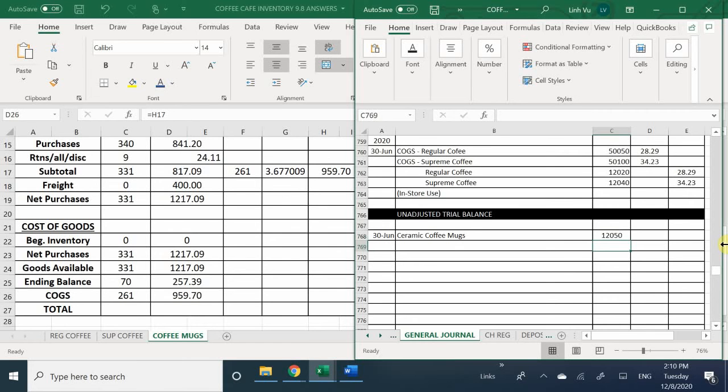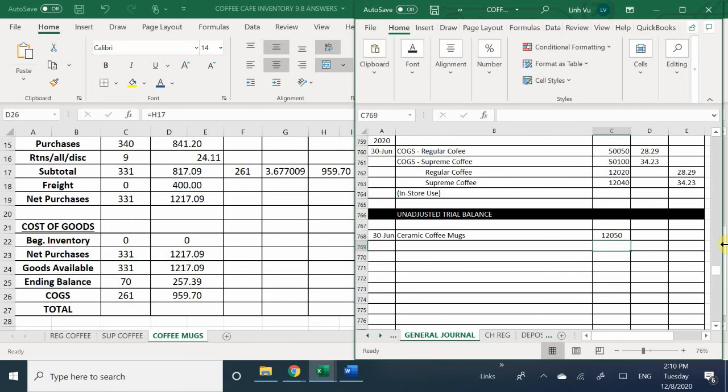Now, can you safely assume that everything that you purchase is going to go straight to inventory? Everything that we purchased, no, not straight in there? No. Why? Because we sold some of it. We sold some of it. So what do we have to recognize? Our sales, what we sold.